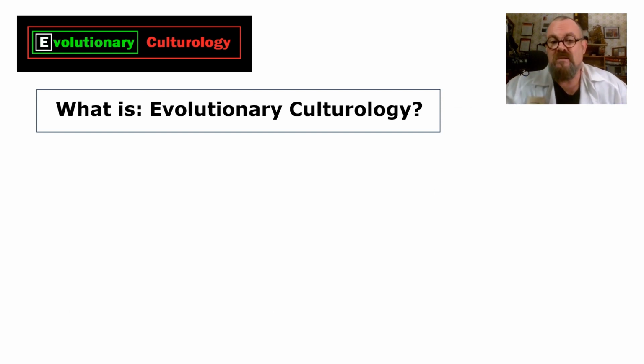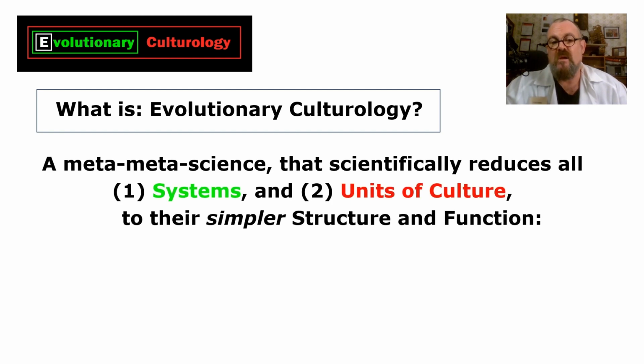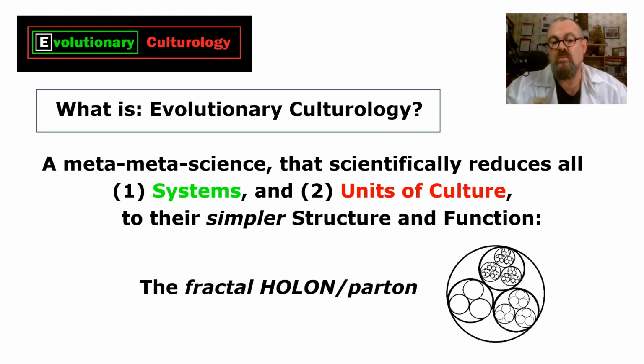So, what is evolutionary culturology? In a nutshell, it is a meta science that scientifically reduces all one, systems, and two, units of culture to their simpler scientific structure and function, the fractal whole-on parton. And there's a diagram of one there.